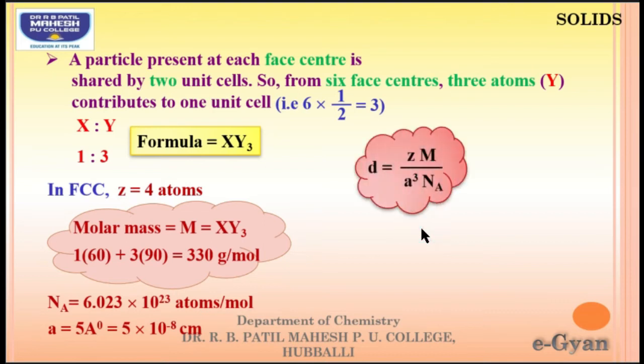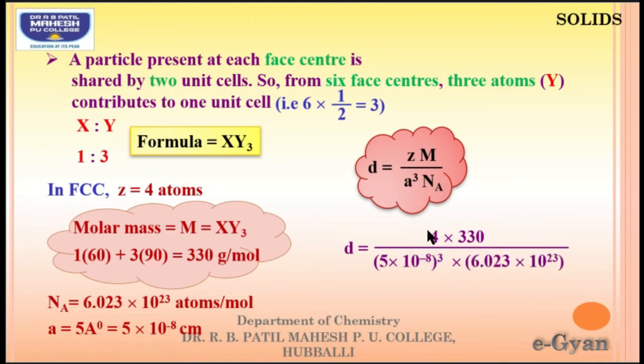So density is equal to Z into M divided by A cube into Na. Just substitute: 4 into 330 divided by (5 into 10 to the power of minus 8) whole cube into Avogadro number 6.022 into 10 to the power of 23. On solving, we will get 17.53 grams per mole.